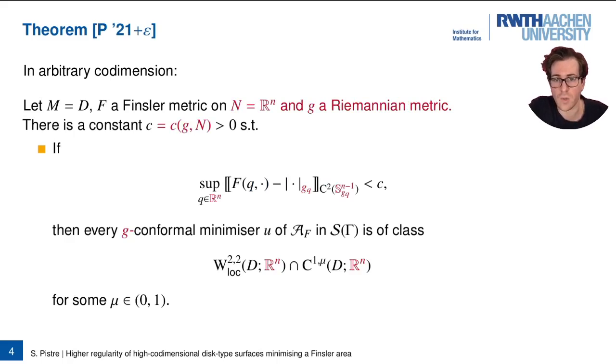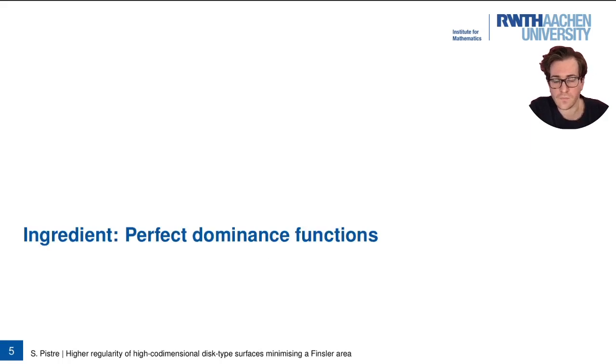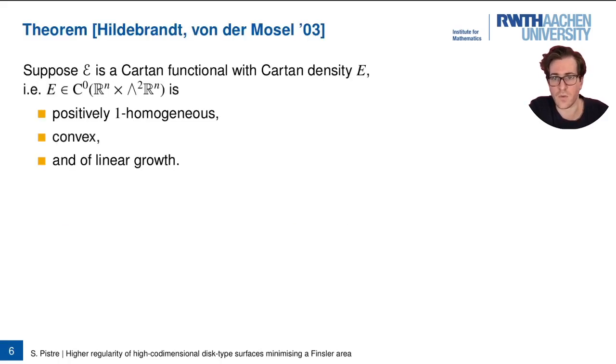So let me show you some of the ingredients that are needed to obtain such a result within this Cartan setting. One of the ingredients is the so-called perfect dominance function of a Cartan density. So let me remind you from the last video what a Cartan functional and its Cartan density are. So this was a function which gets a point in space and a bivector.